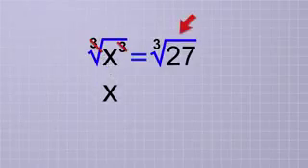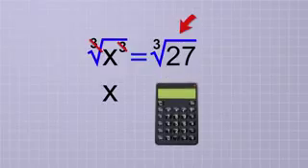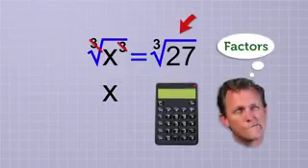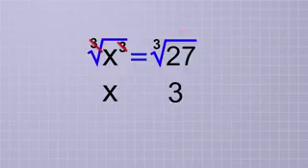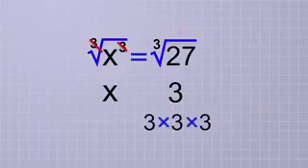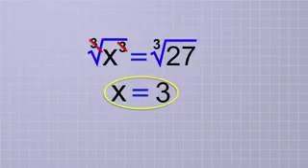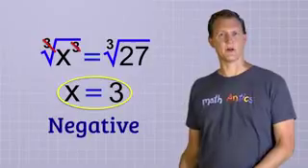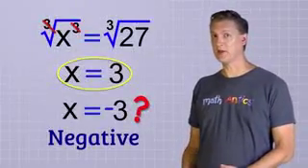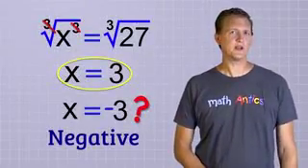And on the other side, we need to figure out the cube root of 27. Using a calculator, or just by knowing about the factors of 27, we see that the cube root of 27 is 3, because 3 times 3 times 3 is 27. So in this equation, we know that x equals 3. But what about negative numbers? Is x equals negative 3 also a valid solution to this equation?